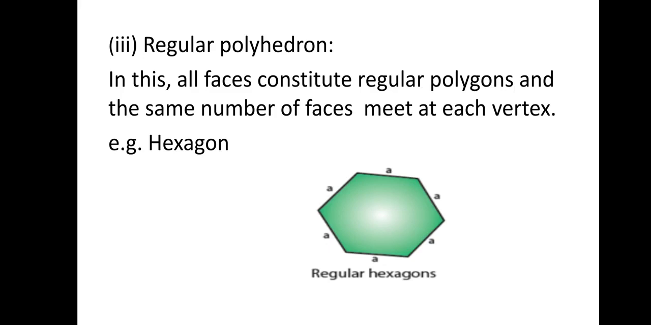So what do you mean by a regular one? What is the meaning of regular? A polygon which has all its sides of equal length and all its interior angles of equal measure, that is a regular polygon. I hope regular polygon is clear to you.